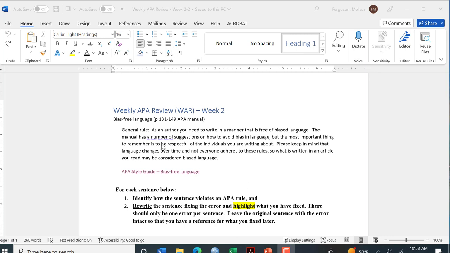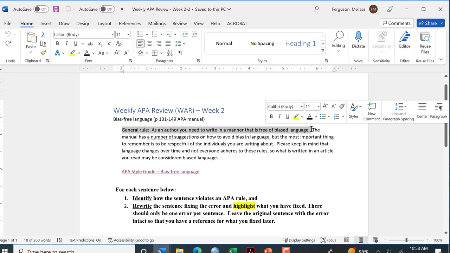So this week our topic is bias-free language. And the general rule is that you want to write in a manner that is free of bias and biased language. The important thing to remember is that you want to be respectful about the individuals that you're writing about, but keep in mind that these rules aren't hard, fast rules like they are for, say, numbers or italics. The language can change over time. So what's acceptable today may not be acceptable in a year or two, and what was acceptable a couple of years ago may not be acceptable today. So bias-free language can be hard to manage, but try your best.